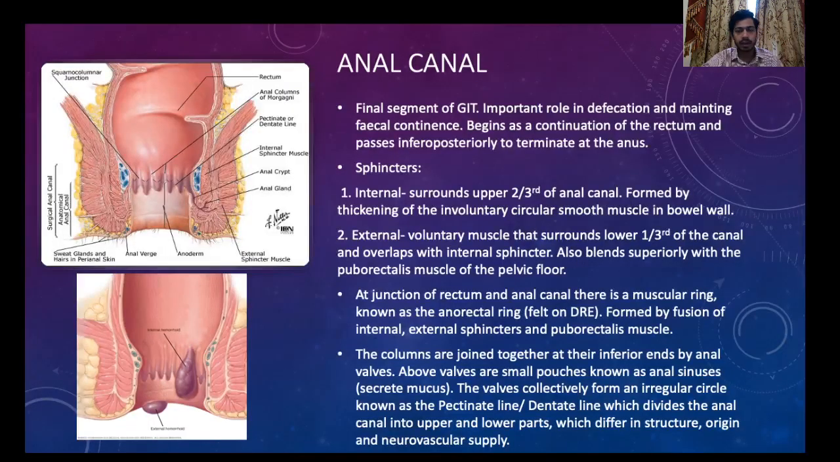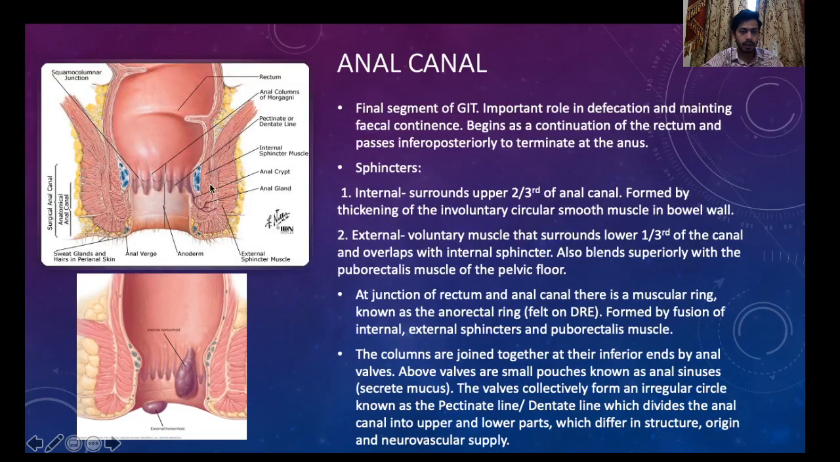Right, and the last bit is the anal canal. So this is obviously the final segment of the GIT, and its most important role is in defecation and maintaining fecal continence. By that I mean tone, to prevent feces from leaking out. Unfortunately, when you get old, you can become incontinent, and that's because of dysfunction of the sphincter muscles.